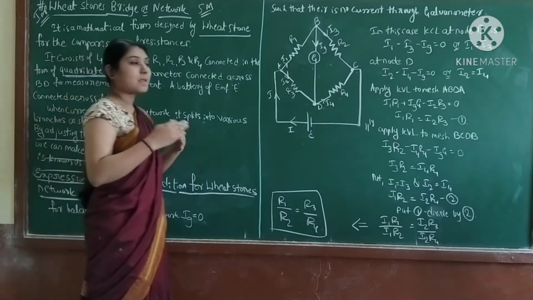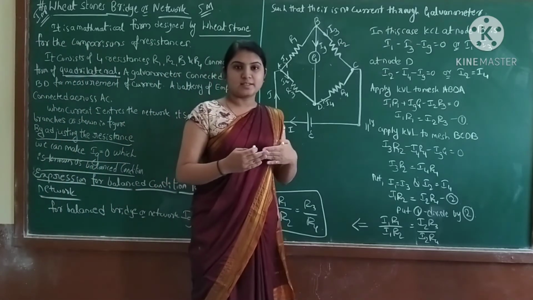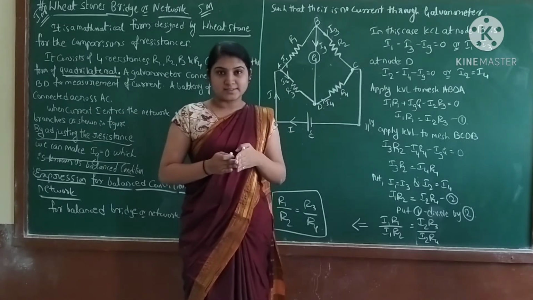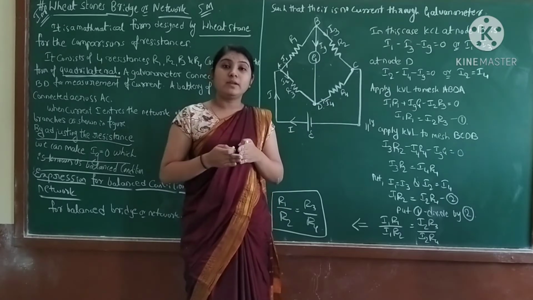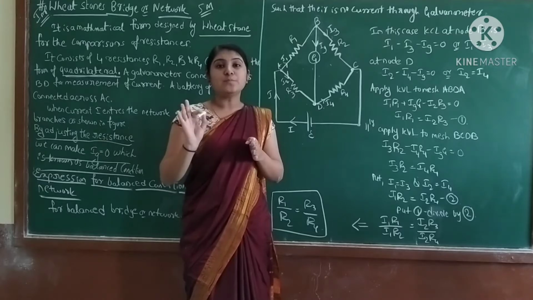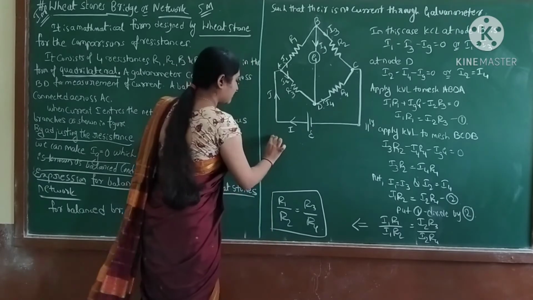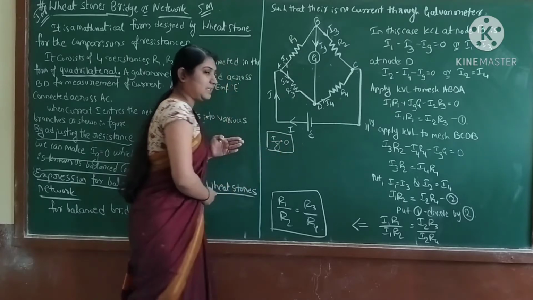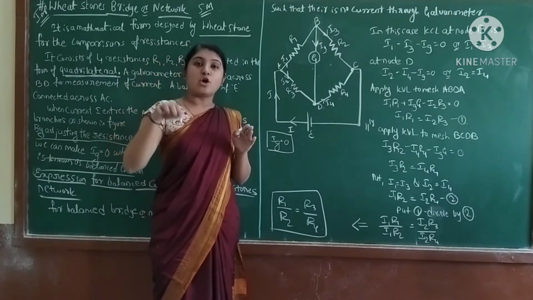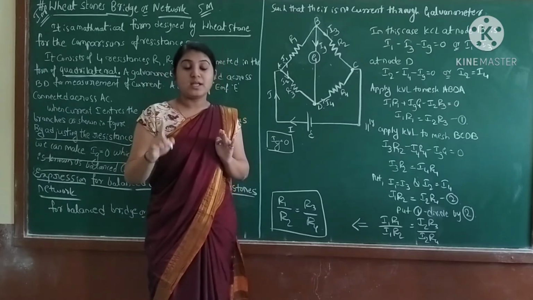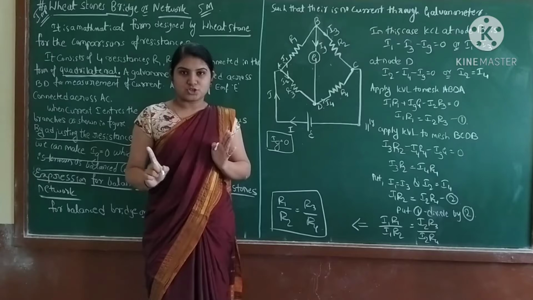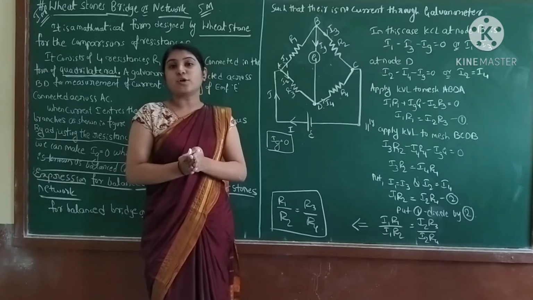What we will do here? By adjusting the resistors in this network, and after that, what will we make? IG equal to 0. What is that? IG is equal to 0 means the current through the galvanometer must be 0. That is the balanced condition for the resistance bridge. Understood? This is important for you.